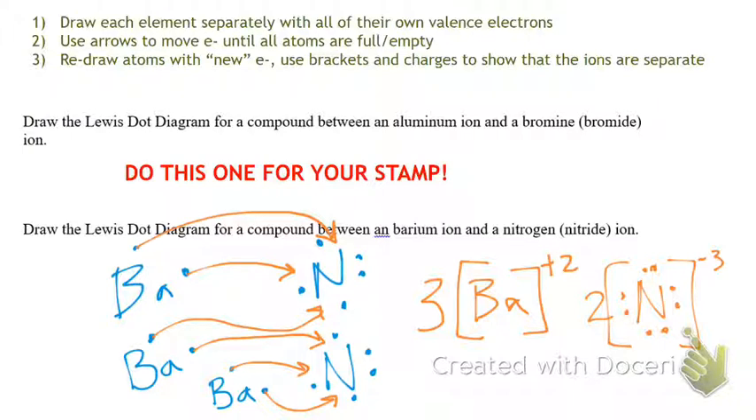So make sure you do the second to last example so that you can get your stamp for all the hard work you've been doing. But that's the end of our podcast. We'll go over more ionic compound naming and writing formulas next class.